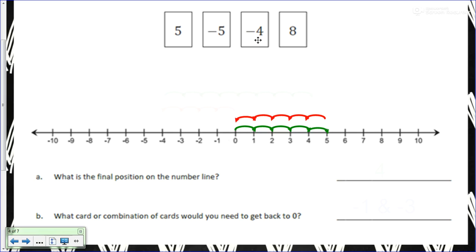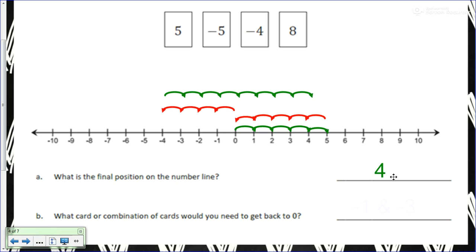My next number is negative 4, and I count on from where I left off. 4 to the left, I have 1, 2, 3, 4. And remember that distance is called the absolute value, so 4 spaces to the left, and now I'm at negative 4. And the last card I'm going to add is positive 8. So I'm going to count 1, 2, 3, 4, 5, 6, 7, 8 spaces to the right, and I am finished. My final spot on my number line is the number 4.